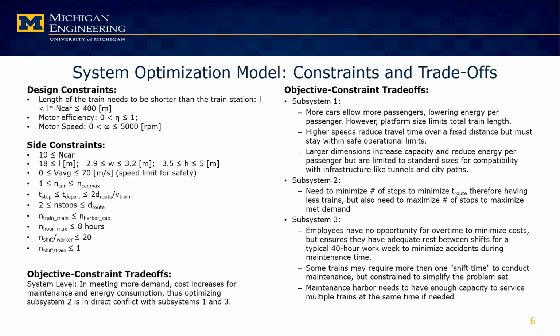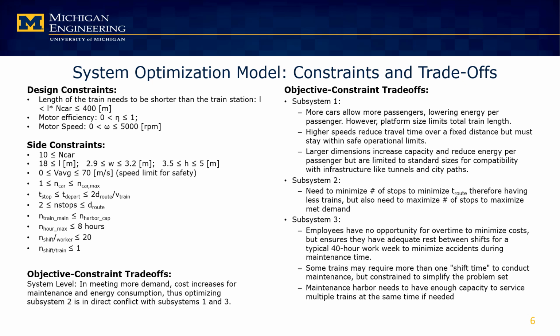On this slide, we're going to highlight the constraints and trade-offs for our system. On the left side of the slide, we have the design and side constraints, which is a combination of all the constraints from each of the subsystems that applies to the overall system. For our system level trade-off, when optimizing the overall model, the demand subsystem actually overtakes the maintenance and energy consumption subsystems, as with more demand, it increases the cost of both. So it's in direct conflict with those subsystems.